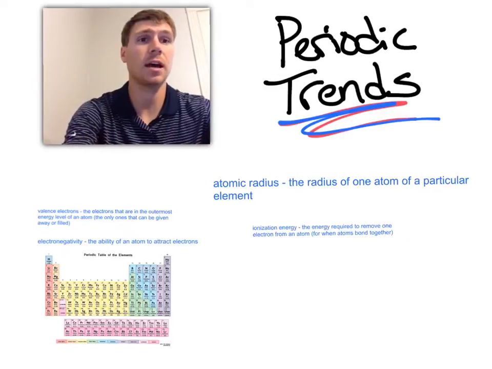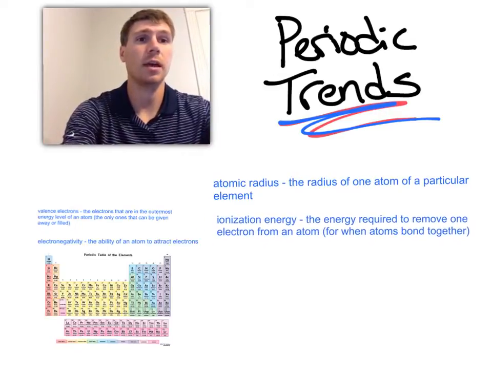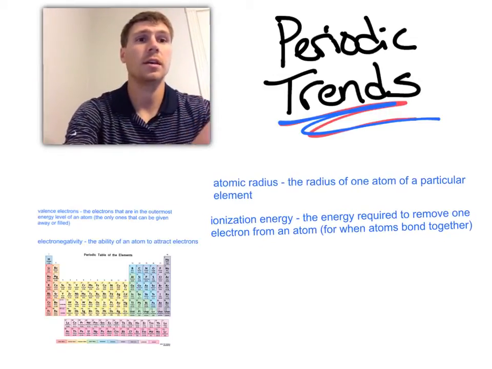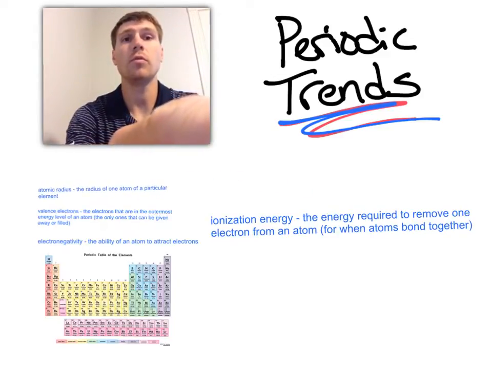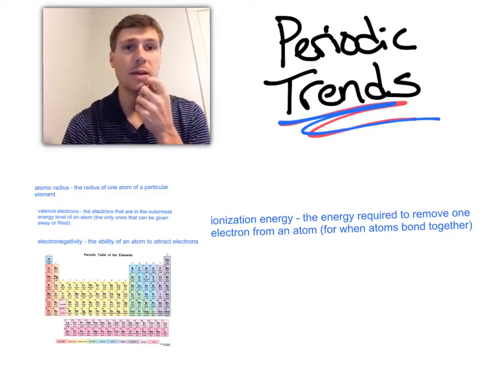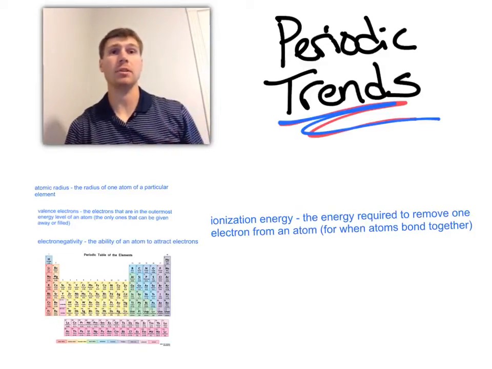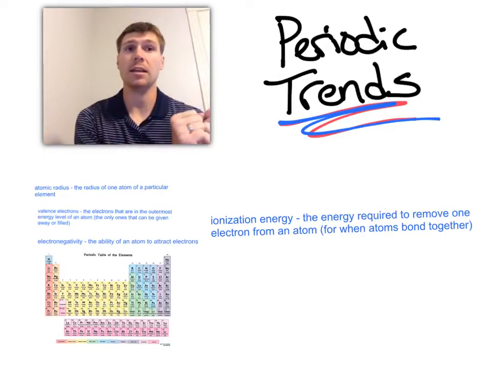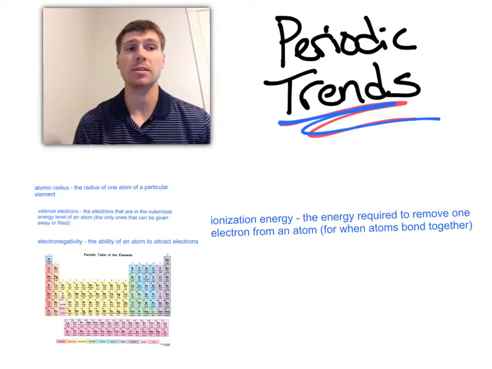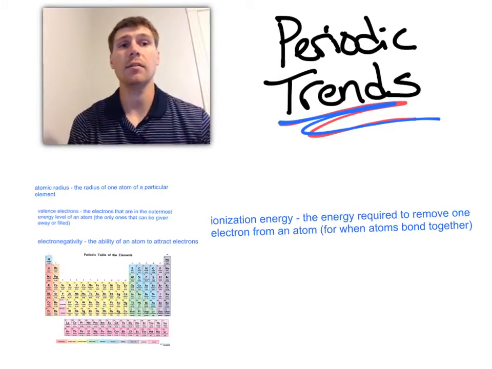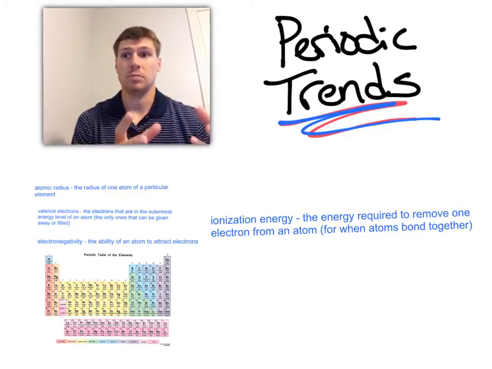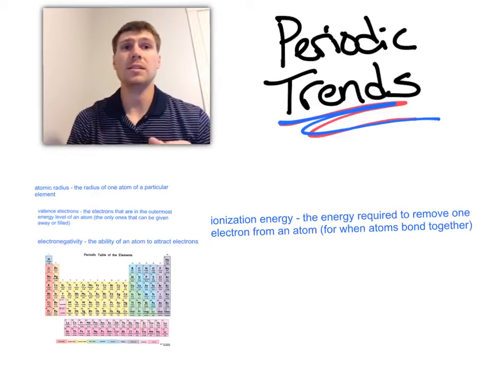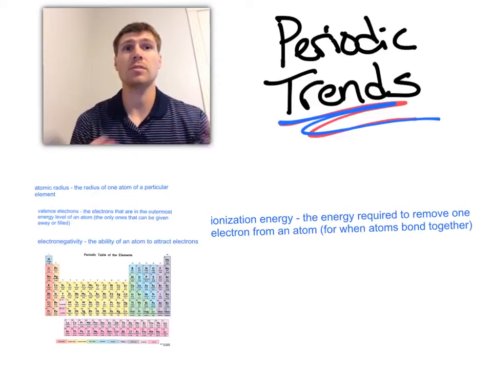Next one is ionization energy. Okay, ionization energy is the energy that it's going to require to remove one electron from an atom. And this happens when atoms bond with each other. We're taking an electron away or we're giving a different one away. So it's just this whole idea of how much energy it takes to steal an electron, give an electron away. Basically, it's how easily are these things going to match up.